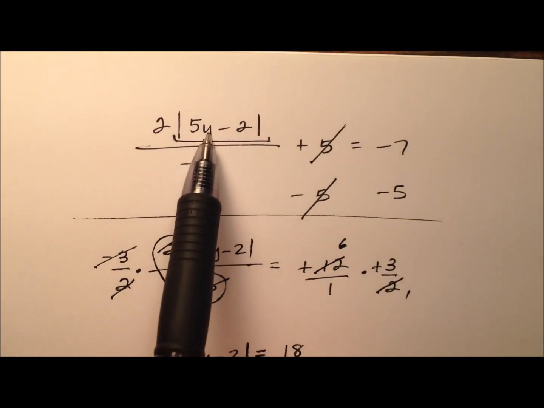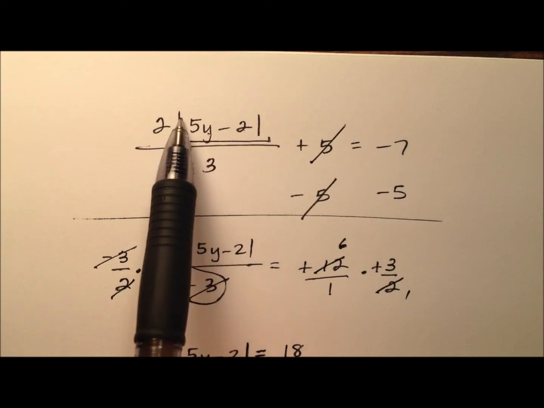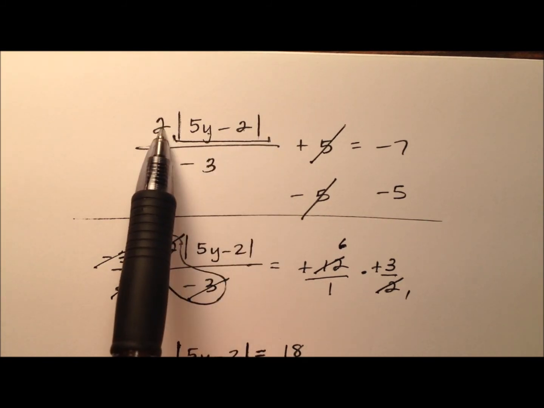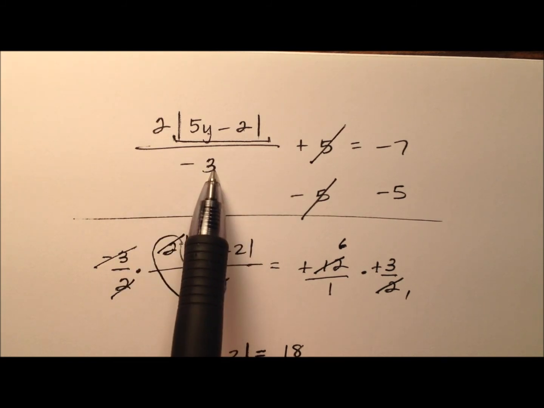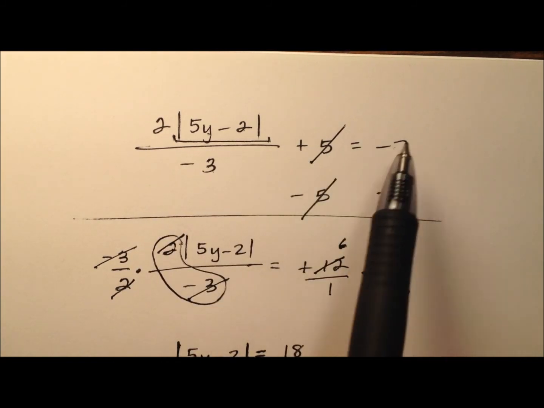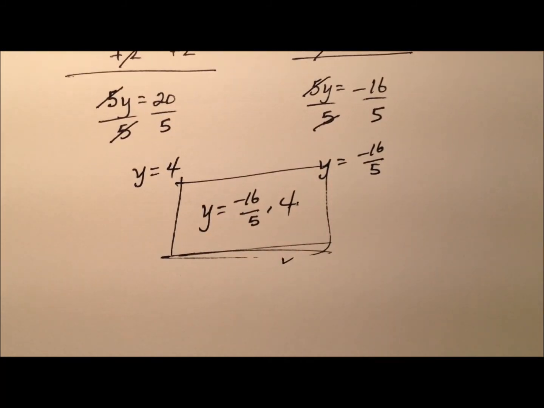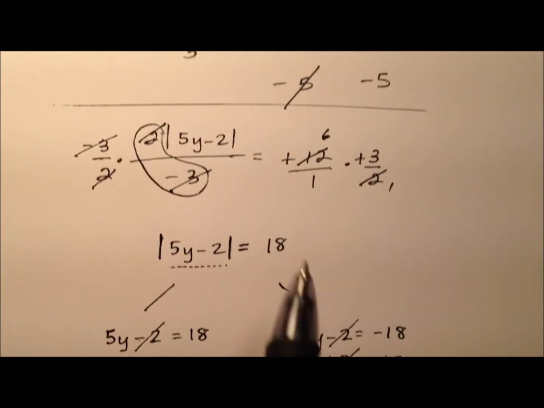So 5 times 4 is 20, and 20 minus 2 is 18. The absolute value of 18 is 18. Times 2 is 36, divided by negative 3 is negative 12, plus 5 equals negative 7. So we know that 4 worked just fine. And you know what, while we're at it, let's go ahead and do the negative 16/5.